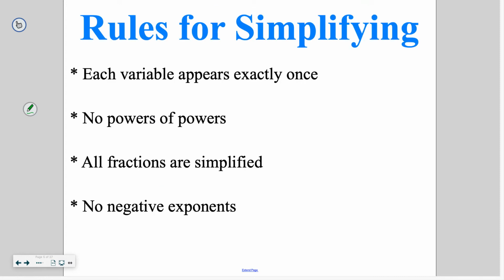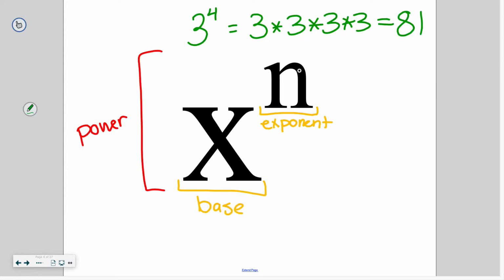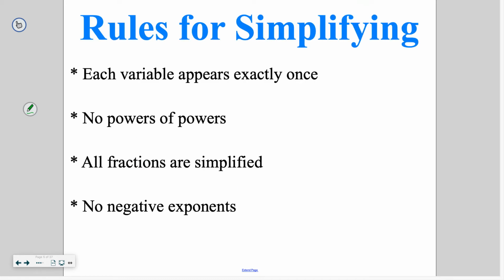Once we start using these rules, our goal is going to be to simplify any variable expressions that we have. If that happens, every variable has to appear exactly once. So if there were 2 a's at the start of the problem, by the end, letter a can only be listed once. There's going to be no powers of powers. I'll get to what that means momentarily. Anything that's a fraction has to be simplified, and then there's going to be no negative exponents. So what that means is this n value up here can't be negative. Again, I'll go over how to get rid of that momentarily.